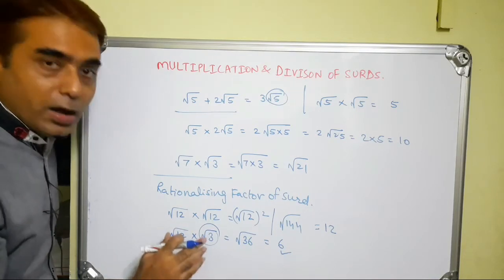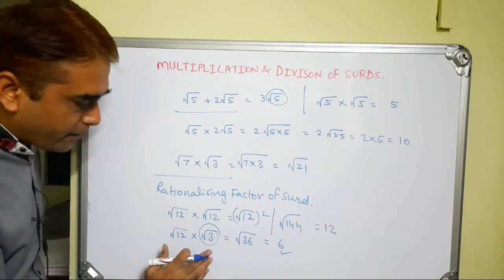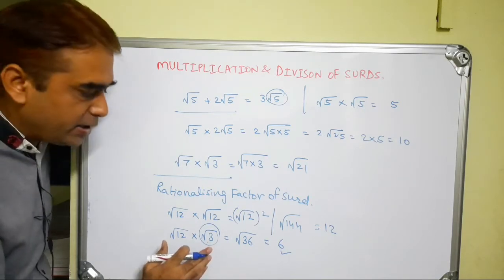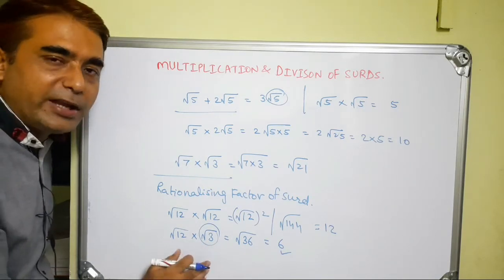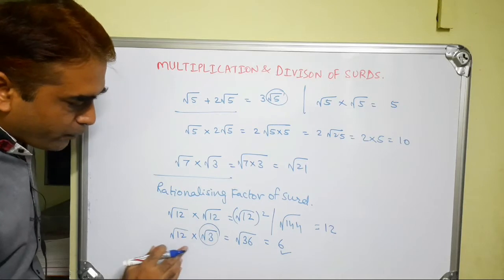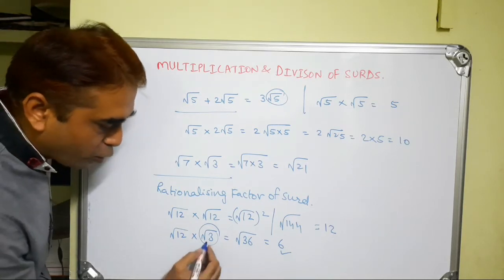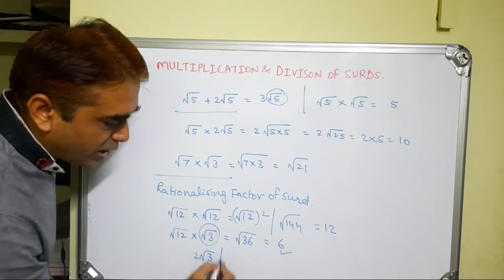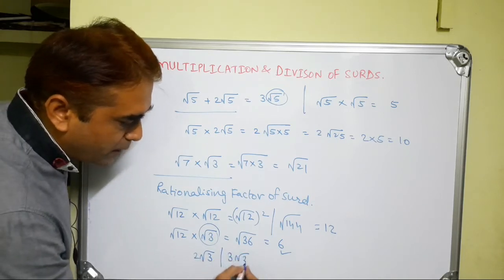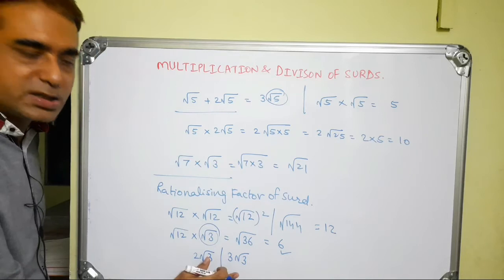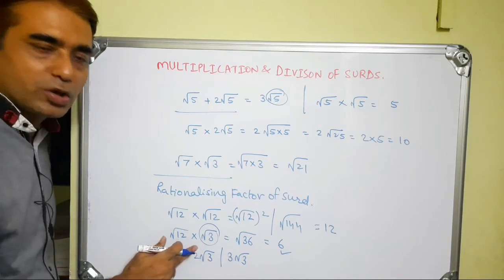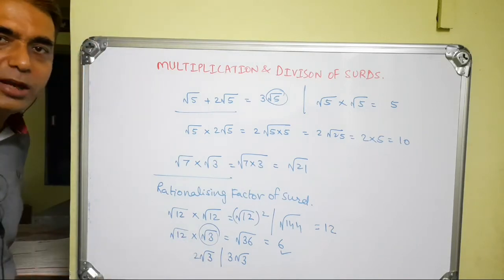So how will we get them? Any rationalizing factor multiplied by any rational number. So the rationalizing factor of root 12 may be root 12, root 3, or 2 root 3, or 3 root 3. All these numbers are the rationalizing factors of root 12. Okay.